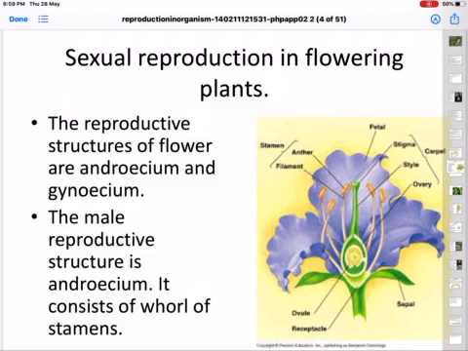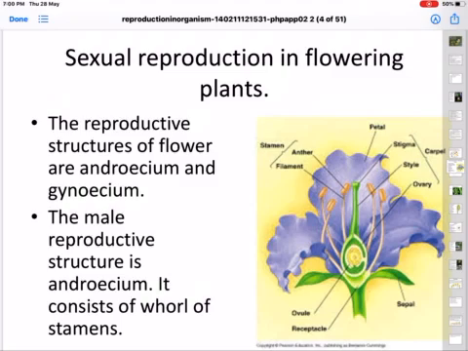With these learning objectives in mind, let us start chapter number 2, sexual reproduction in flowering plants. Sexual reproduction, as we discussed in the previous chapter, is reproduction that takes place with the help of gametes, male gamete and female gamete. In a flowering plant, the male gonad is the anther that produces pollen grains.